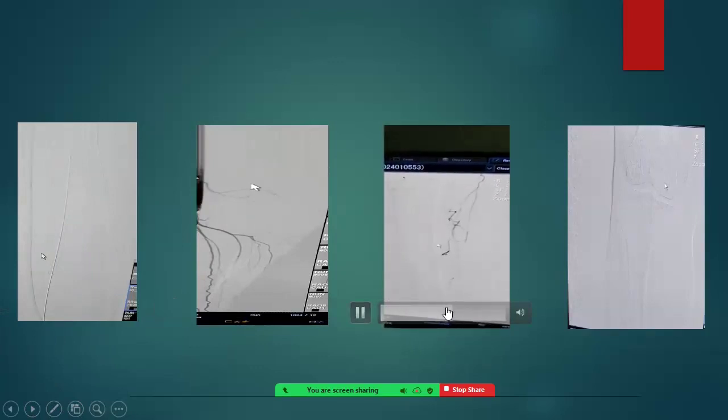There was no flow in the below the knee artery, nothing. No ATA, PTA, nothing was visualized.